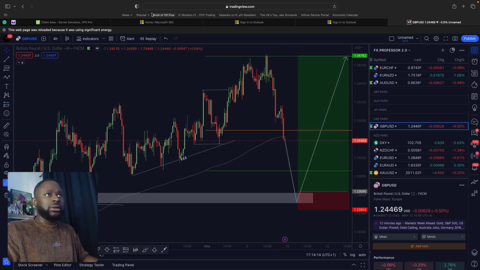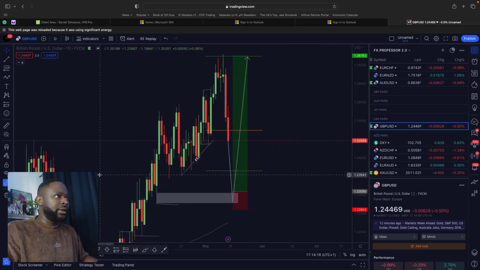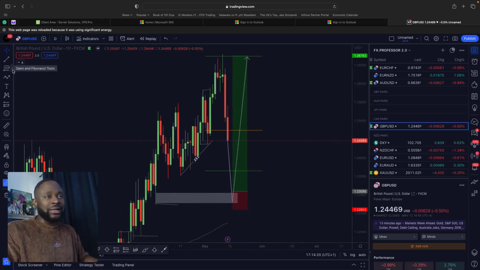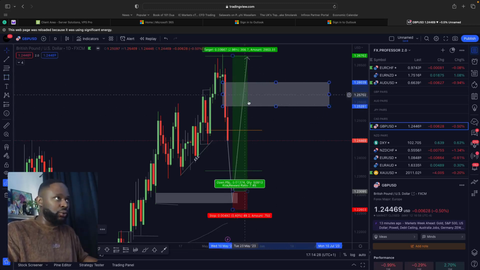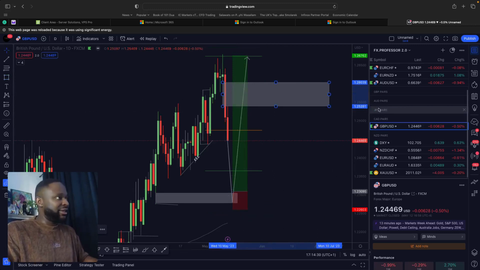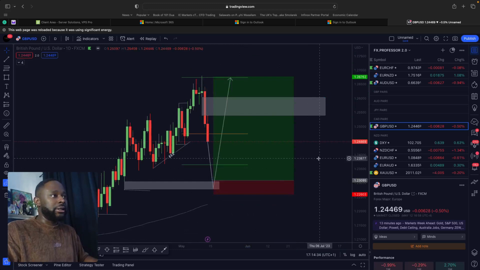Into the, let me see, the daily. Yes, exactly what I was looking for. I found it. So we have this imbalance here, and we expect this imbalance to be filled too. Okay, so definitely we're going to be looking for a buy, but we just need to wait for the right time to take a buy.